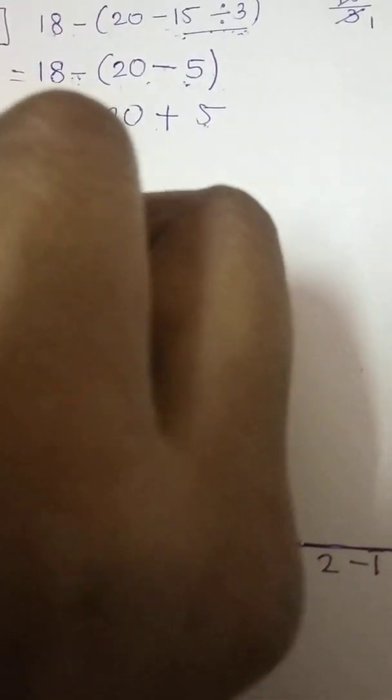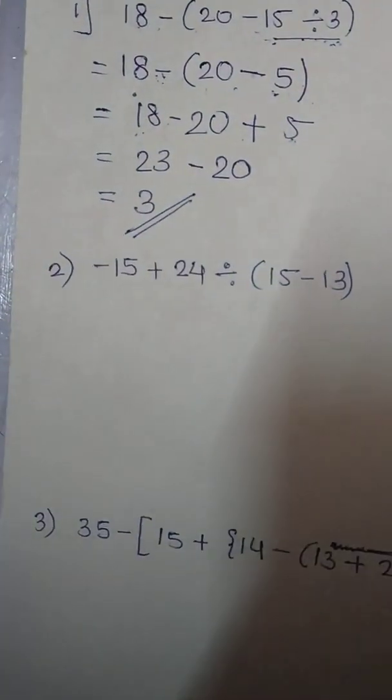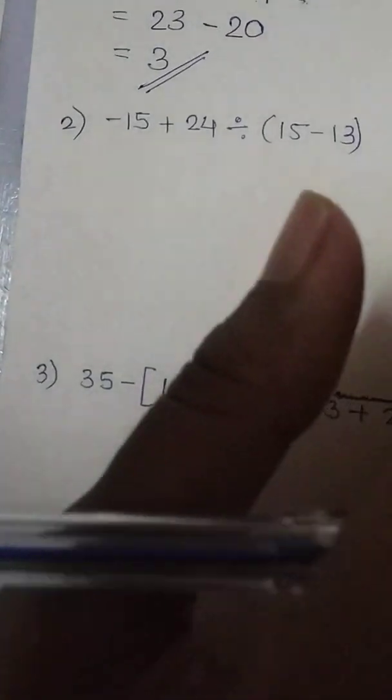Now next, the numbers with addition I am going to add, and the number with subtraction I am going to subtract. So here 18 plus 5 will become 23 and the remaining number, that is minus 20. So 23 minus 20, that is 3. So 3 is the answer. Now next question.